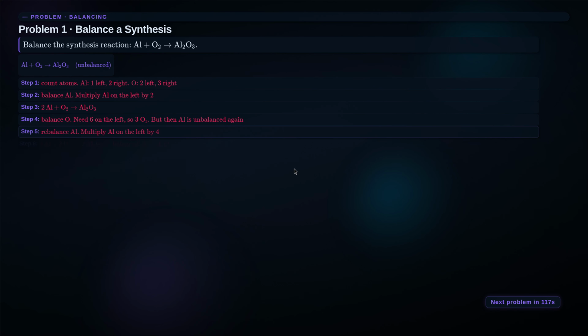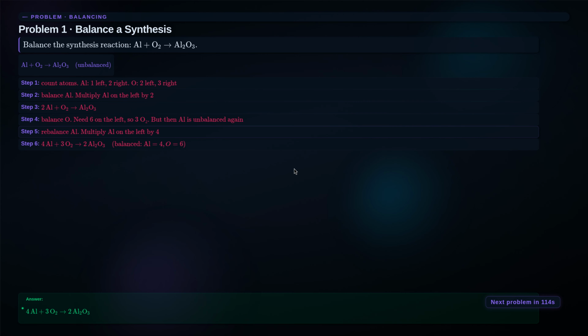Solved problem 1, balancing a synthesis reaction. Aluminum metal reacts with oxygen gas to form aluminum oxide. Write and balance the equation. Step 1. Write the unbalanced skeleton equation using correct formulas. Aluminum is Al, oxygen is O2, and aluminum oxide is Al2O3.